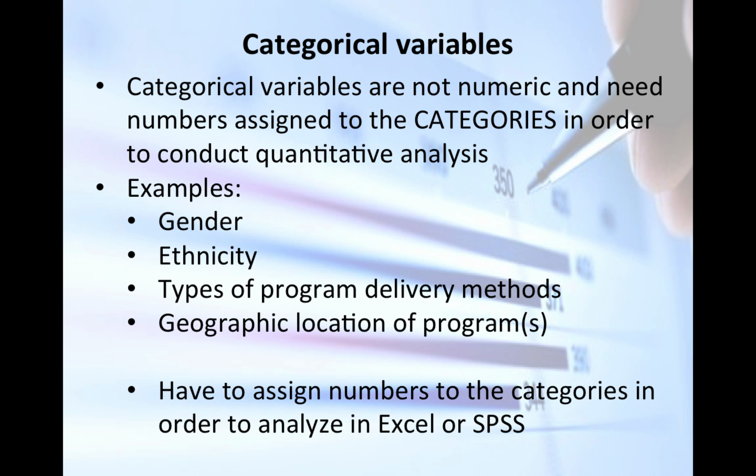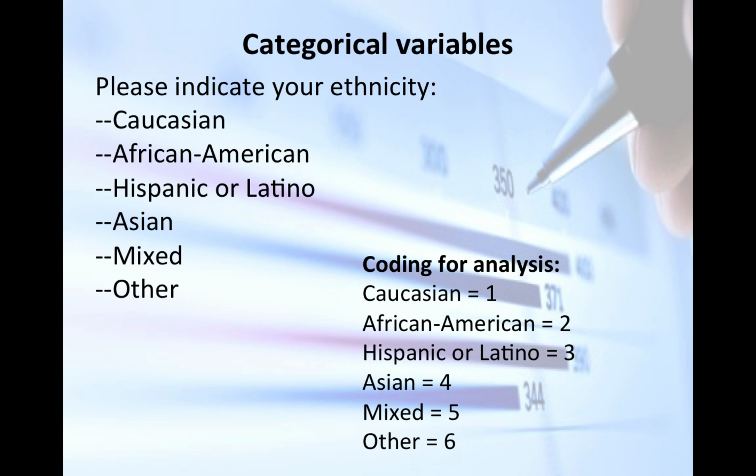So let's take gender and ethnicity, for example. You might assign a 1 for male, 2 for female. With ethnicity, you may decide to assign a 1 to Caucasian, 2 African American, 3 Hispanic or Latino, 4 for Asian, 5 for mixed, 6 for other. Your actual participants aren't going to care what the numbers are. They'll just indicate their ethnicity to you, but you have to come up with a coding system so that you can enter it into Excel or SPSS.